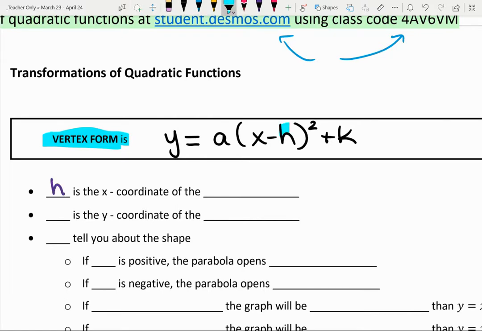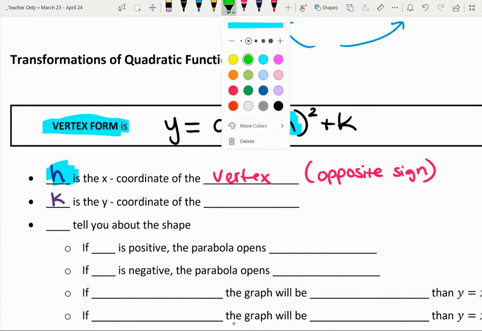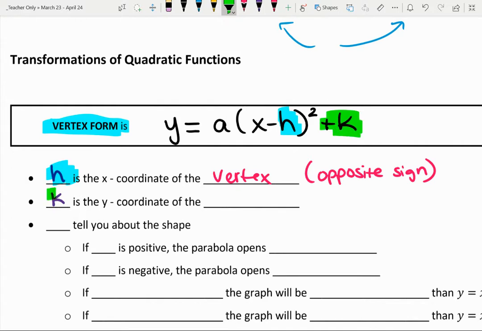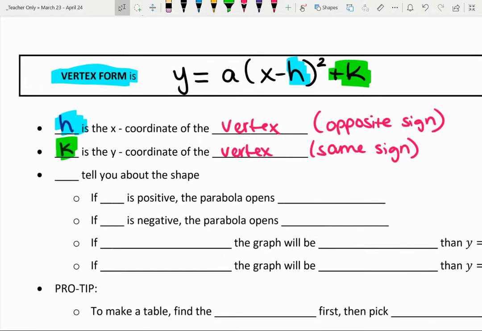So h is the x coordinate of the vertex. And remember, we're going to use the opposite sign there because there's a negative sign built into vertex form. Then k, remember, is the y coordinate of the vertex. And that one we use the exact same sign there. So h and k, we've used those in other transformations all year long. Remember, they are talking about the vertex here in this case.